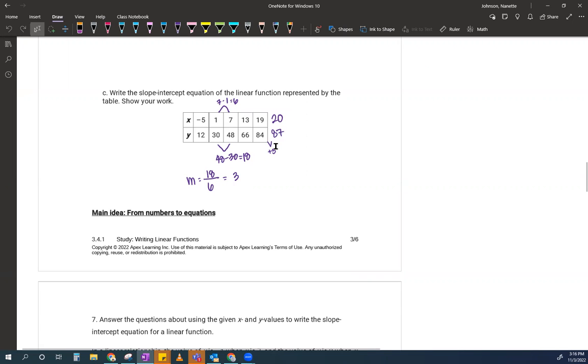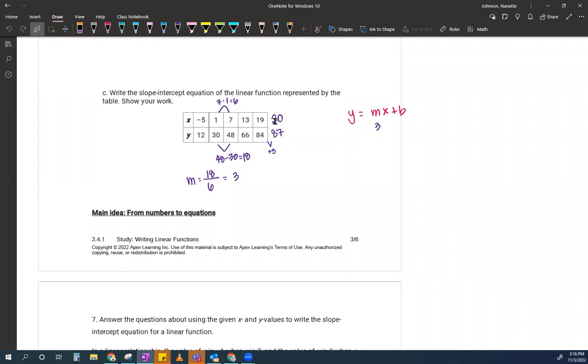Okay. I'm going to give you a couple options on how to find your b, because right now, if you look, it doesn't have a 0 here. So I'm going to give you a couple options and see which way you like better. So before I do that, y equals mx plus b. I already know that my m is 3, so I'm going to leave that there.